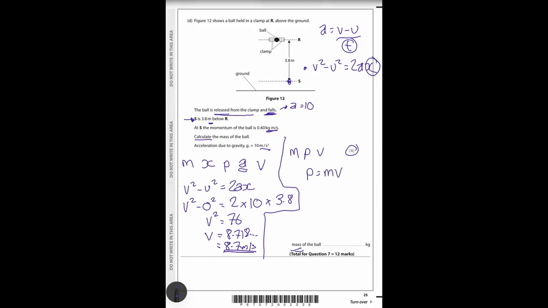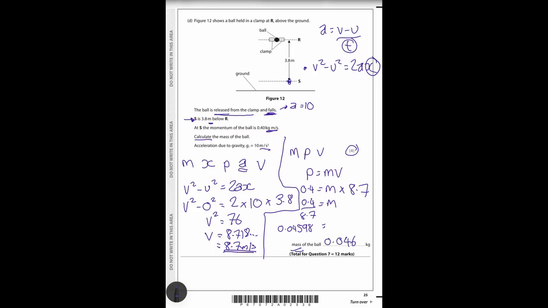So now what am I looking for? M, I'm going to write down the mass first. Have I got the momentum? Yeah, I have. It says 0.4. Have I got the velocity? Yeah, because I just worked it out. Multiplied by 8.7. And now I can just rearrange this happily. 0.4 divided by 8.7. I'm going to put that in my calculator and write the full answer. So 0.04598, and I'm going to round to two significant figures over here. So I know the mass of the ball is going to be 0.046.